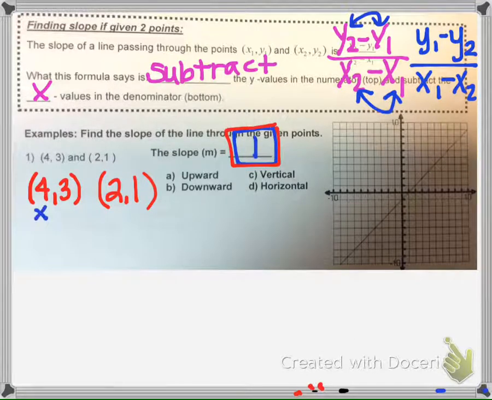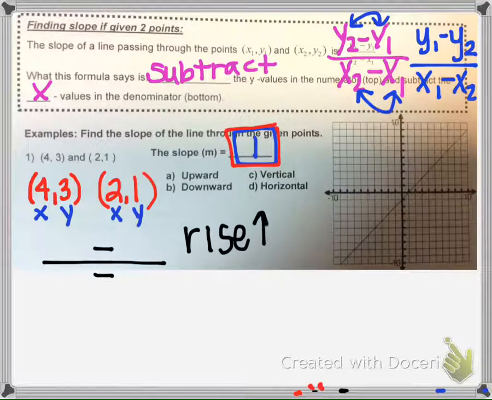I label this x and y, and this x and y. And then what I do is I set up my setup. I know there's going to be subtraction in between. And then all I do is I know that the numerator is the y's, because that's what goes with the rise, the up and down movement. And that's the y-axis, that on the y-axis that goes up. And we can go down on the y-axis. So that helps me memorize and remember that we're going to subtract the y's.